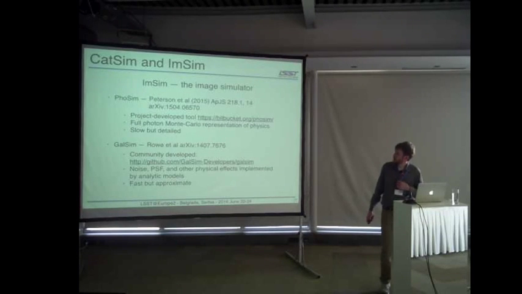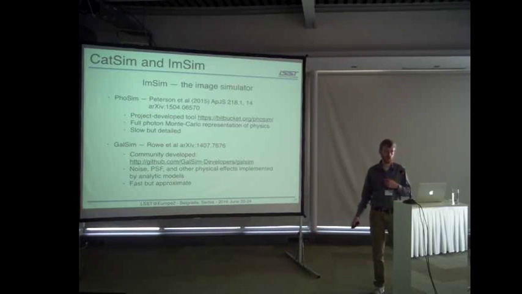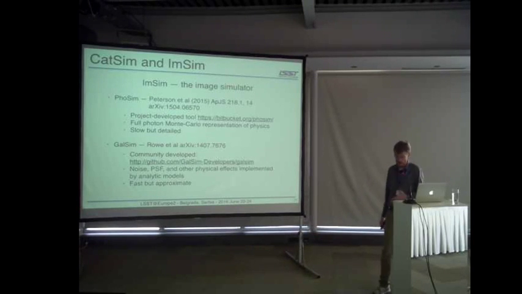The image simulator. CatSim exists to generate simulated catalogs, simulated objects, and the parameters describing those objects. ImSim is a way to take those simulated catalogs and turn them into realistic LSST images. As I said, there are two software tools to do that right now. There is PhoSim, being generated by John Peterson and his group at Purdue, and GalSim, which, as far as I can tell, is being developed by everybody. It is a massive open source community effort. A lot of good work is going into it.